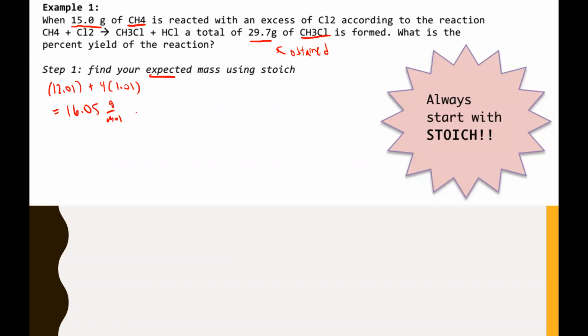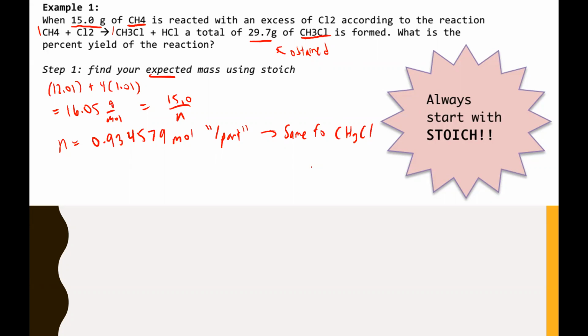grams per mole. If you set this equal to the number of grams we have, which was 15.0, and divide it by the number of moles, you can, of course, cross multiply and realize that the number of moles you'll have is 0.934579 moles. And again, this represents the number of parts for this, so 1 part. And since that represents just 1 part, we can look at how many parts of CH3Cl we have. And what do you know? It's also 1 part. So that means it's going to be the same for CH3Cl. So we know how much CH3Cl that we have in terms of a molar amount.